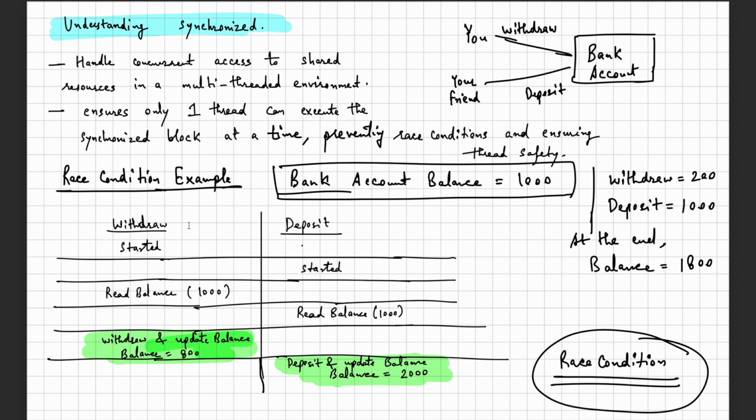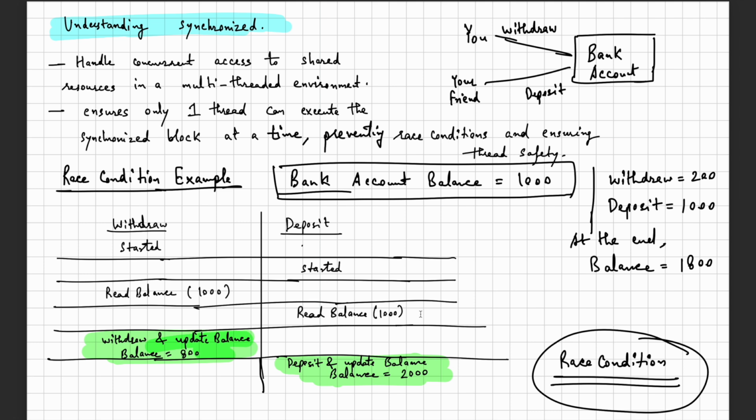Now what would happen in this case in terms of programming? Your withdraw thread has been started and your deposit thread has also been started. If you see here, these are the timelines on which each thread is doing what. Once the withdraw is started, the deposit also starts at the same time. Now what would happen? To withdraw the amount, the withdraw thread has to read the account balance. As per the current value, it would read 1000. Now at the same time the deposit thread also reads the same balance. It would read 1000.